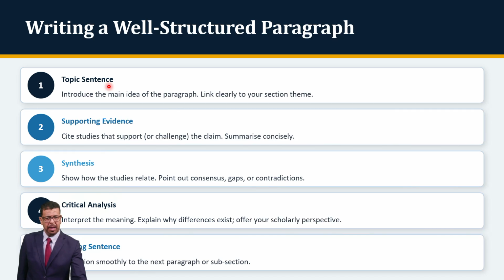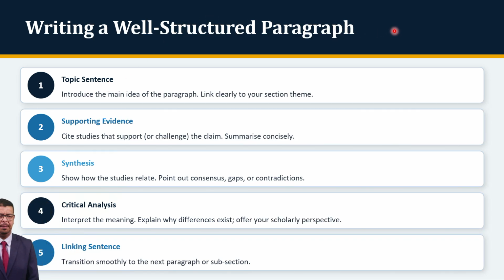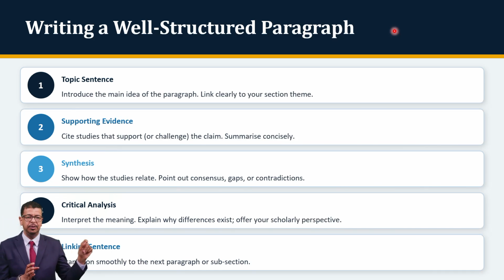So how can we structure our paragraph in the literature review chapter? Each paragraph should start with the topic sentence, supporting sentence or supporting evidence, synthesis, critical analysis, and linking sentence. How? In the topic sentence, we should introduce the main idea of the paragraph and link clearly to the theme.